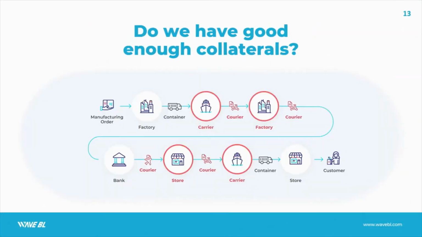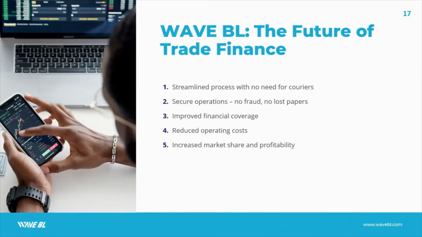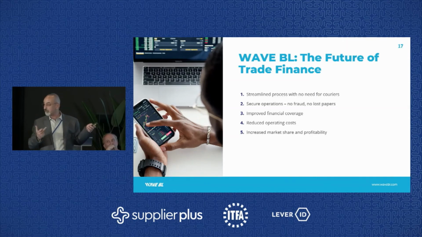So going to digitization. Streamlined process, no need for couriers, no need for the cost of the couriers, secure operation, no fraud. We know exactly who sent the document to us. We know how to manage the document. We cannot lose documents anymore. The financial coverage: if you save all the time of the couriers, we can put financing through all that period.